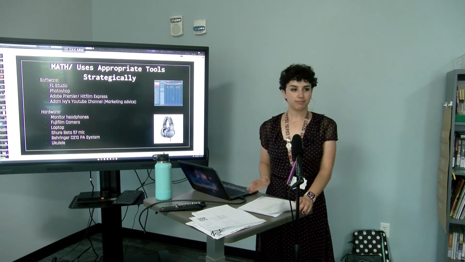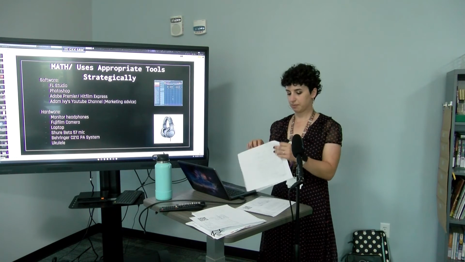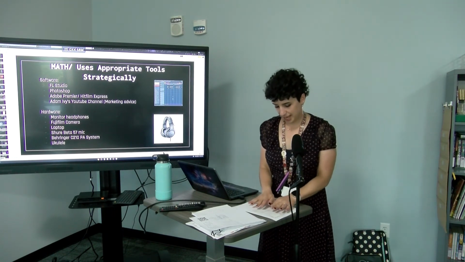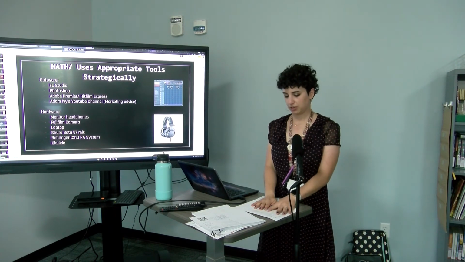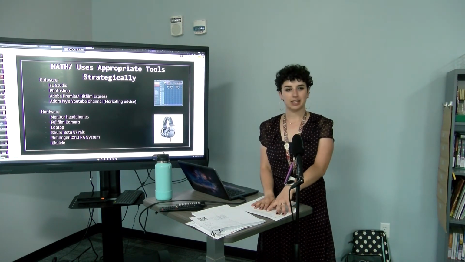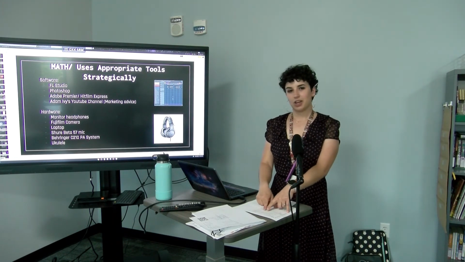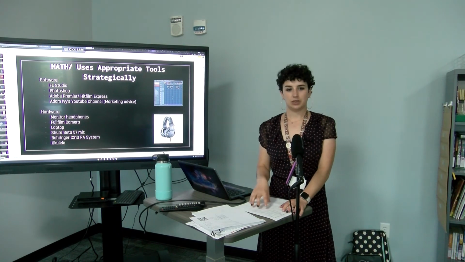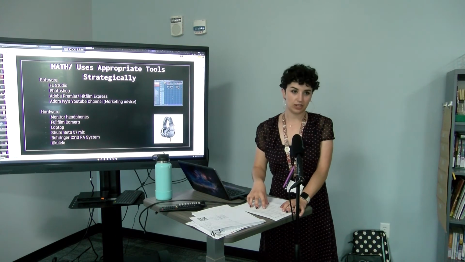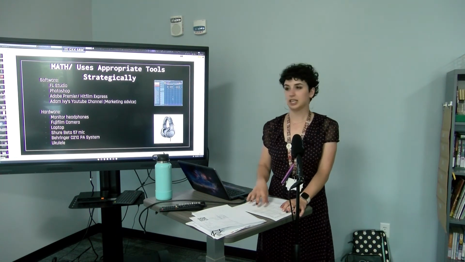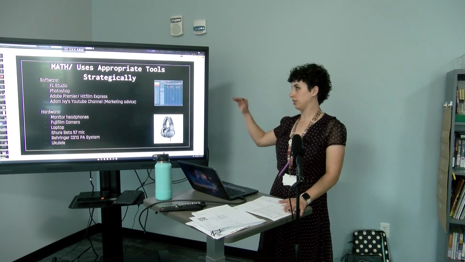This was my favorite. Uses appropriate tools strategically, which is number 5. The rubric says variety of tools: calculator, spreadsheet, graph, etc. Etc. leaves it wide open, if you ask me. So what tools did he need to accomplish this? Well, he needed software and he needed hardware. He didn't need a calculator. He needed a good microphone. He didn't need a graph. He needed Photoshop to do his thing. So he talked about the different software.